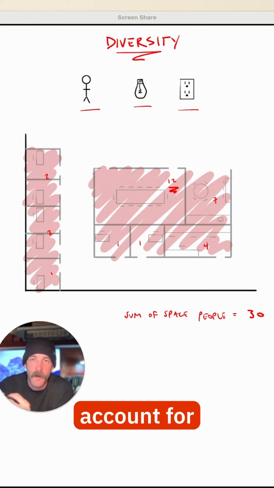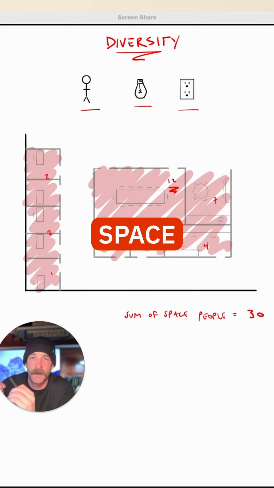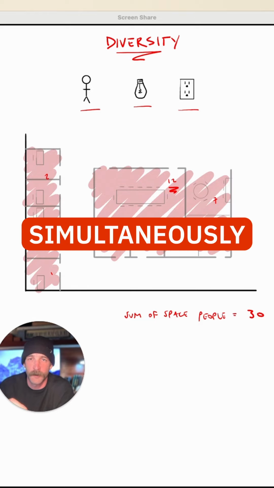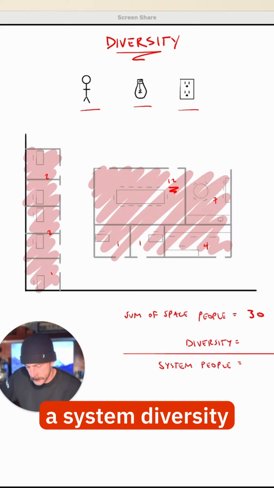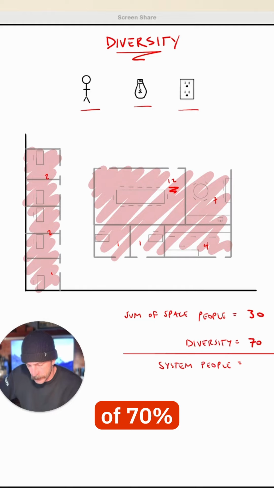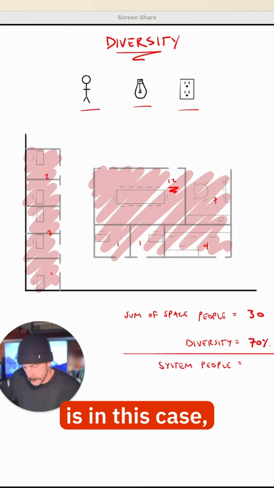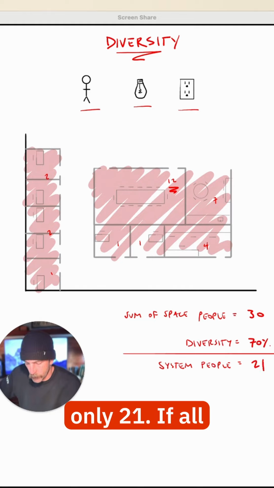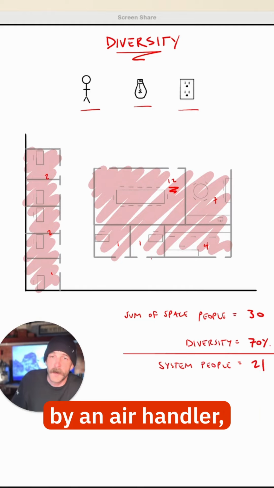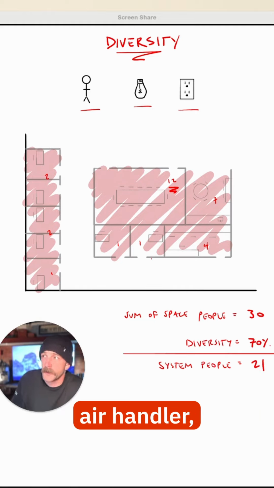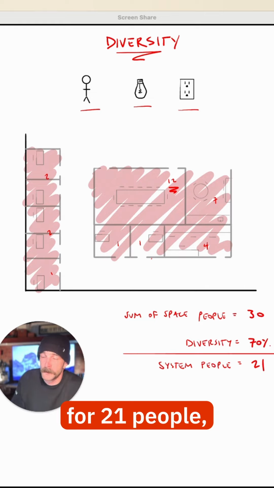So what we're trying to account for is the fact that not every space in the building is in use simultaneously. So if we apply a system diversity of 70%, then we're assuming the maximum number of people in that system is, in this case, only 21. If all these zones are served by an air handler, when I size that air handler, I'm going to calculate for 21 people, not 30.